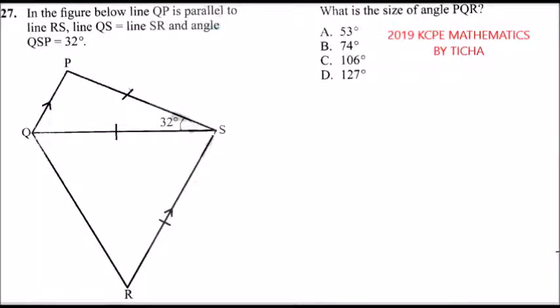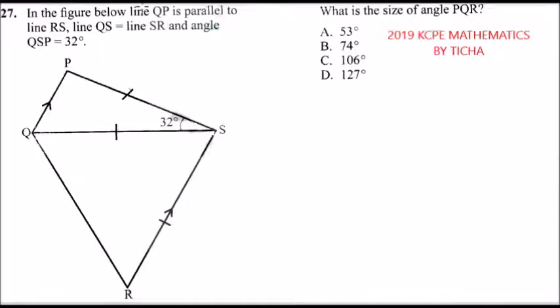Question number 27. In the figure below, line QP is parallel to line RS. Line QS is equal to line SR, and angle QSP is equal to 32 degrees.